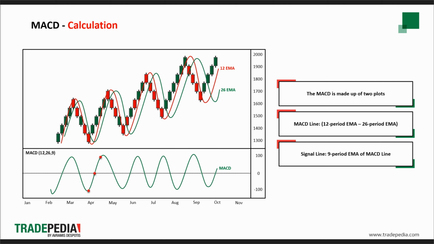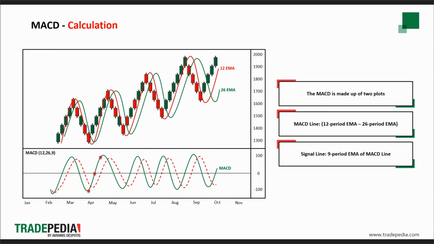That's just a general way of looking at the MACD. However, the MACD also has a second plot, a second line. That is the signal line, which is a 9-period EMA of the MACD line as well. So you take the MACD line and apply a 9-period EMA to it. That will be the signal line. The signal line is this red dotted line that you see.